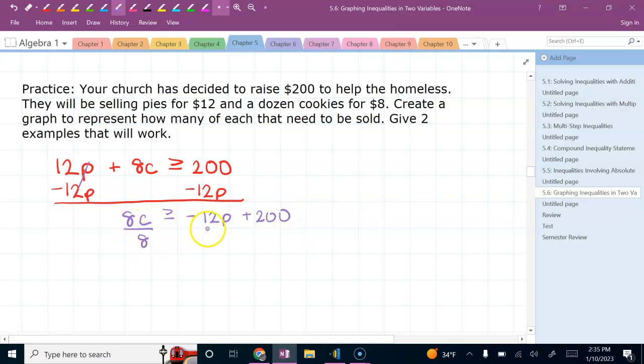And then I divided everything by 8. When I did that then, I had c is greater than or equal to. Now negative 12 over 8 can't divide perfectly, but it can reduce. So I reduced it to negative 3 over 2. So I took a 4 out of both. P. And then 200 divided by 8 is 25.